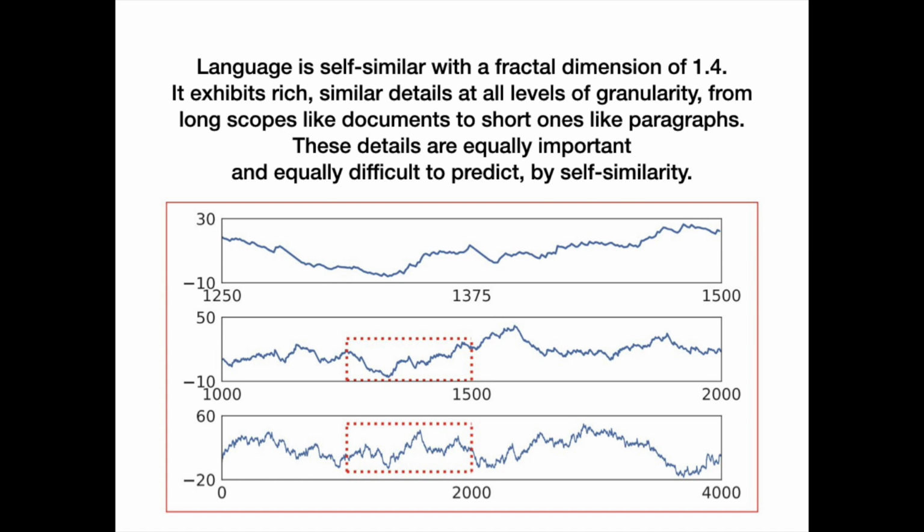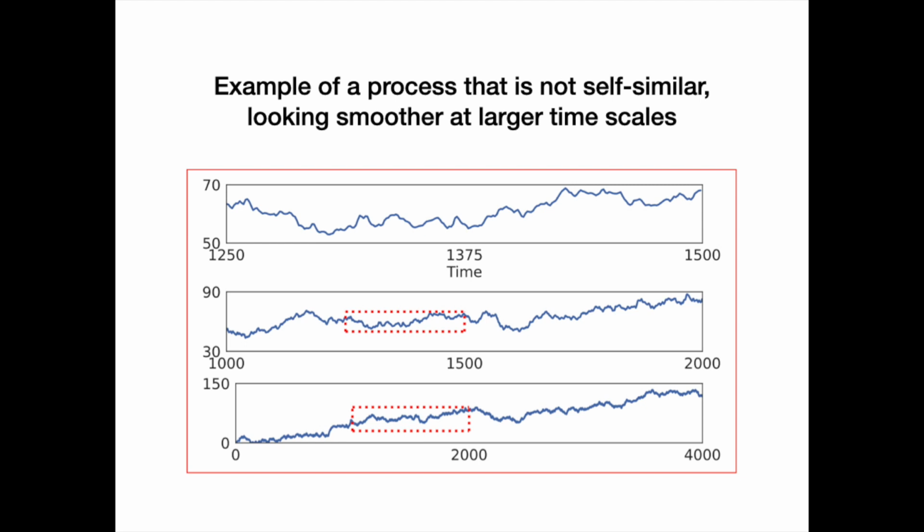It exhibits rich, similar details at all levels of granularity, from long scopes like documents to short ones like paragraphs. These details are equally important and equally difficult to predict, by self-similarity. Example of a process that is not self-similar, looking smoother at larger time scales.